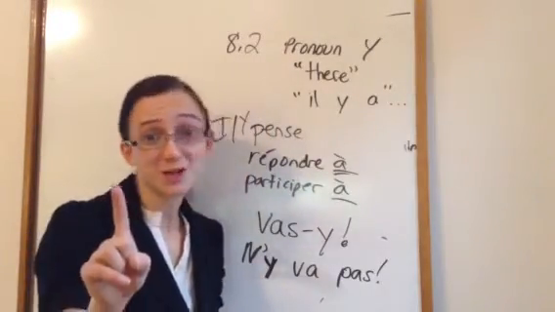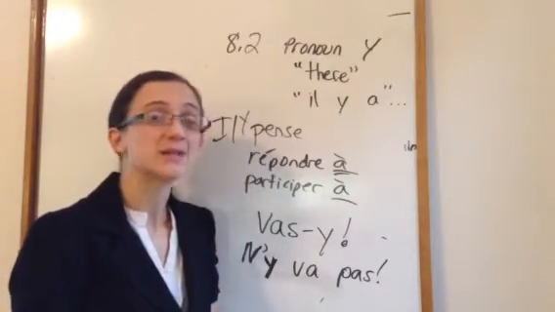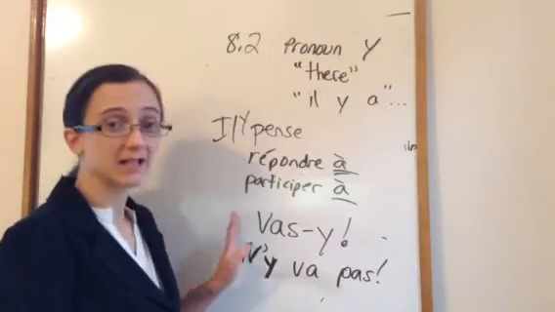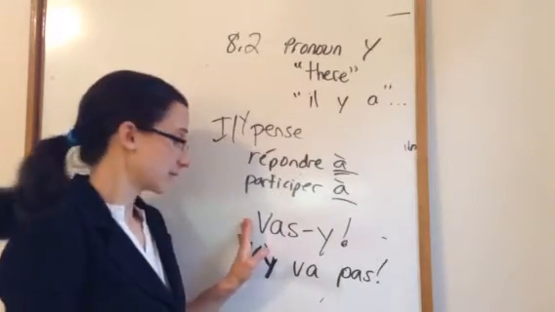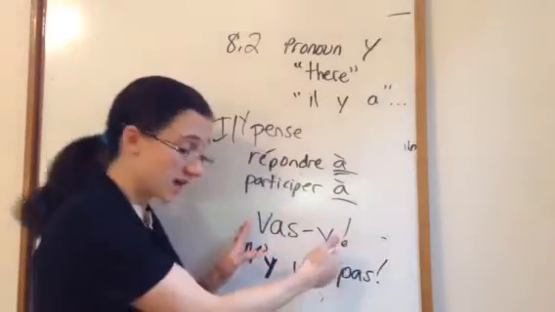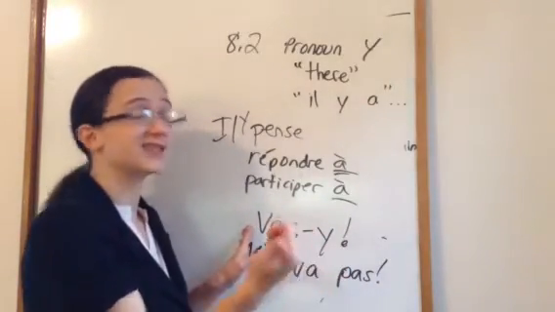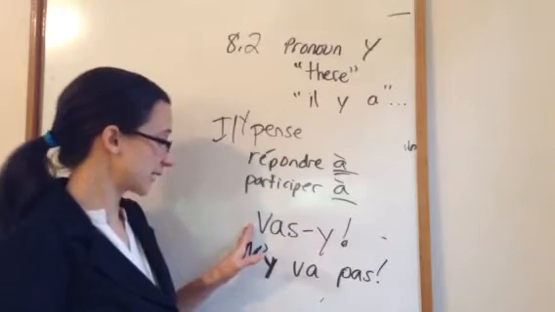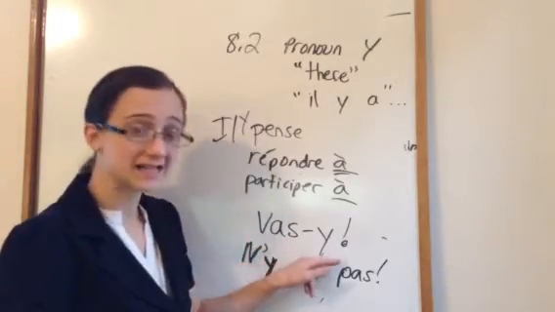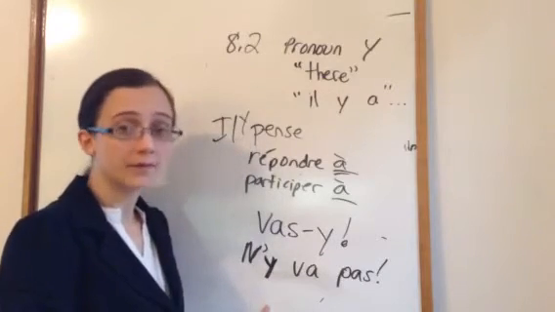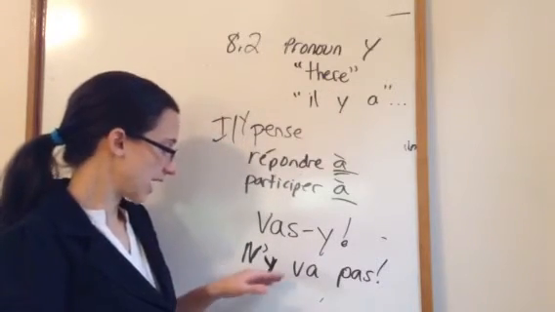One more thing to know: when you're giving commands, make sure that you have these two cases here. If you're giving the affirmative command, like "go there," then you're going to put the y afterwards. And again, this is just like our direct and indirect object pronouns. So vas-y, and then negative, the y goes before our verb, just like normal.